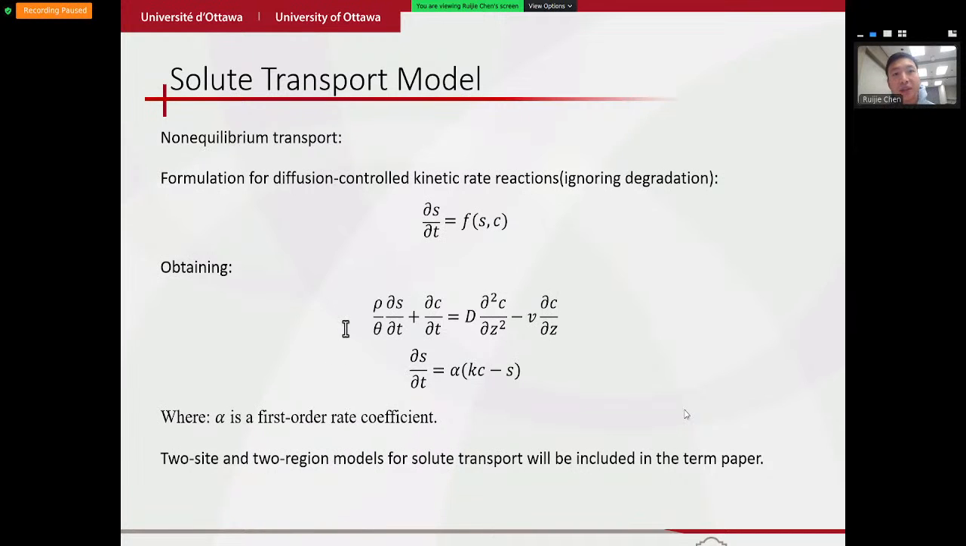For non-equilibrium transport, the diffusion-controlled kinetic reactions can be formulated as partial S over partial t equals a function of S and C. We substitute them into the transport model, and ignoring the sinks and the degradation term, the model can be written like this. The two-site and two-region models will be included in the term paper because I don't have time to explain them in the presentation.